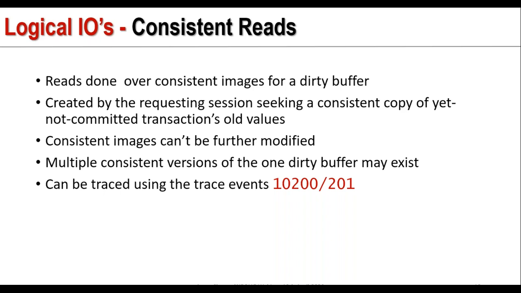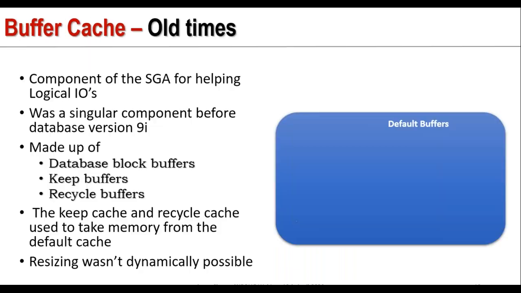Now, if you do want to trace these particular IOs, you can use these two trace events, 10200 and 10201, which, if you remember, is similar to what we have in the other parts of the tracing. Like the most famous ones are 10053 and 46. So these are also two trace events which you can use for your consistent read tracing.